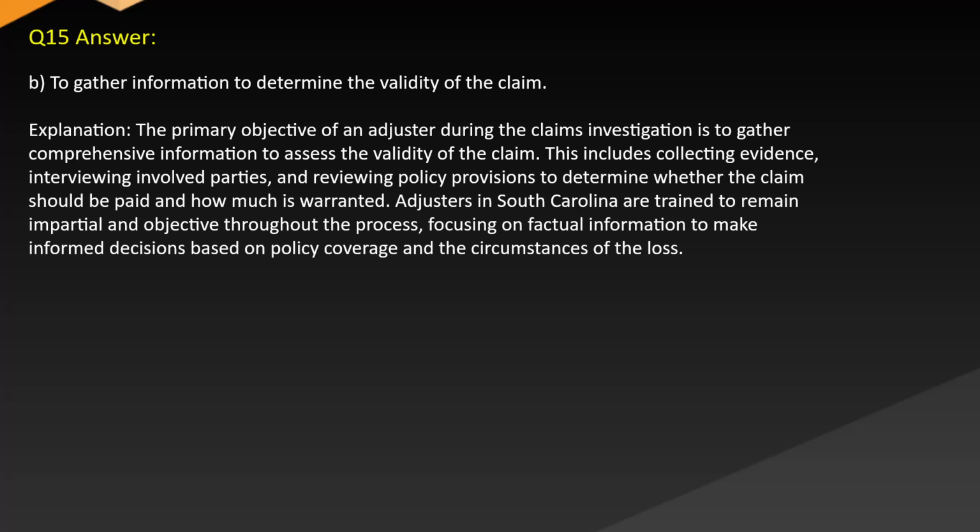Answer. B. To gather information to determine the validity of the claim. Explanation. The primary objective of an adjuster during the claims investigation is to gather comprehensive information to assess the validity of the claim. This includes collecting evidence, interviewing involved parties, and reviewing policy provisions to determine whether the claim should be paid and how much is warranted. Adjusters in South Carolina are trained to remain impartial and objective throughout the process, focusing on factual information to make informed decisions based on policy coverage and the circumstances of the loss.